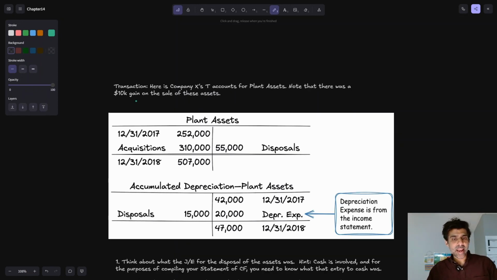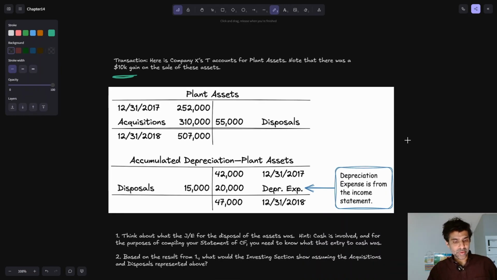There is a $10,000 gain on the sale of some asset that you disposed of. Okay, so the first question is, think about what the journal entry for the disposal of the asset was. You have enough information here to figure it out.